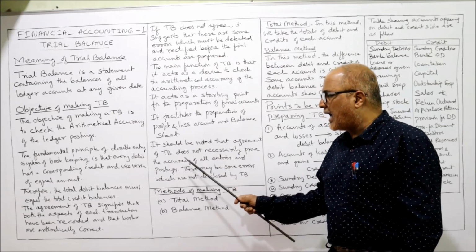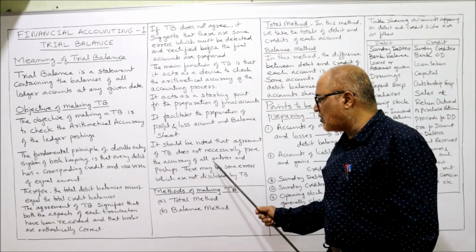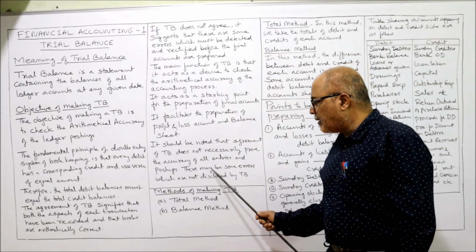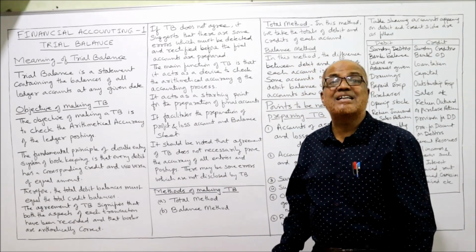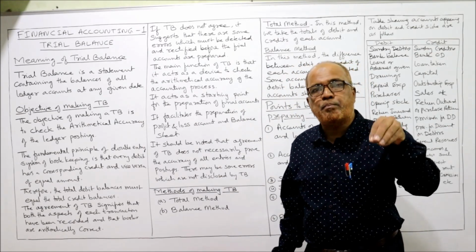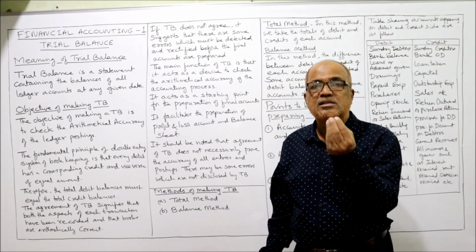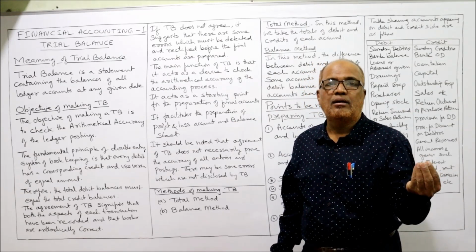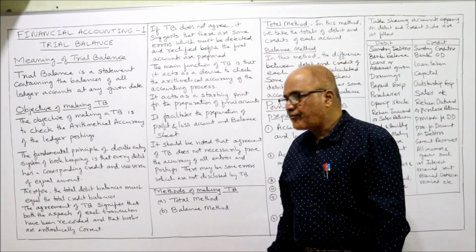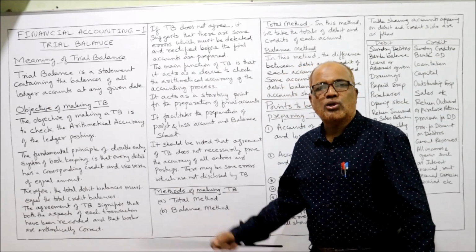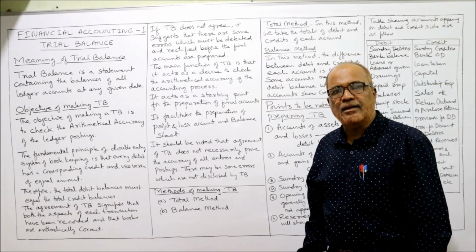It should be noted that the agreement of the trial balance does not necessarily prove the accuracy of all entries and postings. There may be some errors which are not disclosed by the trial balance. Just now I have given some examples where in spite of those errors our trial balance is agreeing. Some errors may be there, but the apparent errors will be detected by the trial balance. That's all. So this is the meaning and concept of the term trial balance.